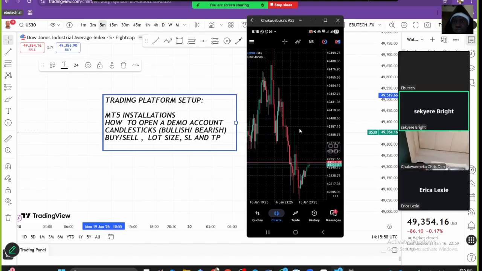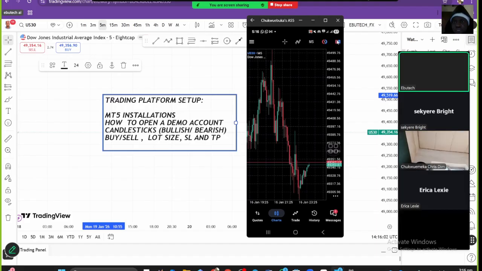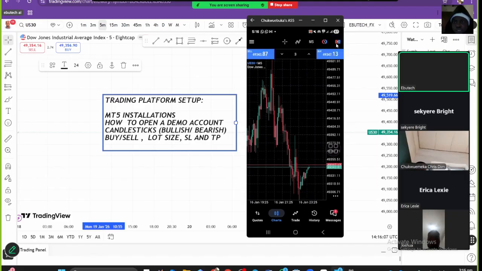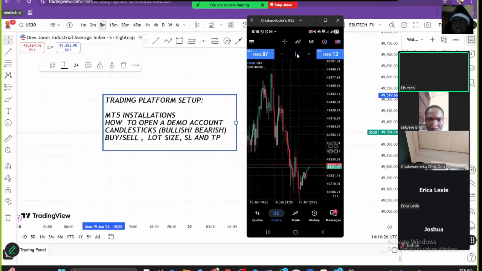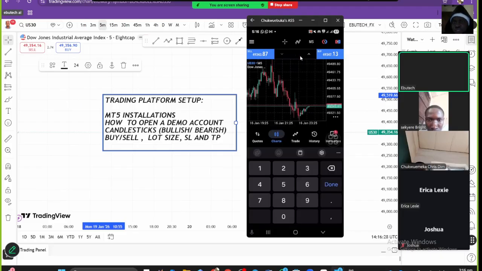Right? So now after that, we have this button. This button you are seeing here. Once you click on this button, what do you see? You will see buy, you will see sell, right? Then in the middle, you will see a button where you input your lot size. This is the lot size, where you input the lot size, right?